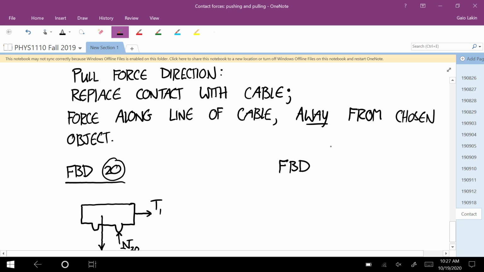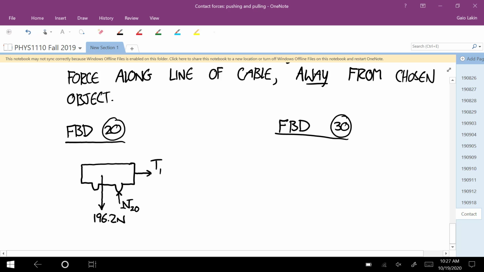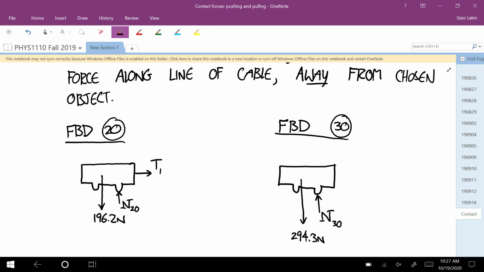Now a free body diagram for the 30 kilogram cart. Here's the outline. The weight force is 30 times 9.81, so that's 294.3 newtons. There's a pushing force from the ground. I'm going to call that variable N30. Keep going around the boundary, and the only other place where there's a contact force is the pulling force.